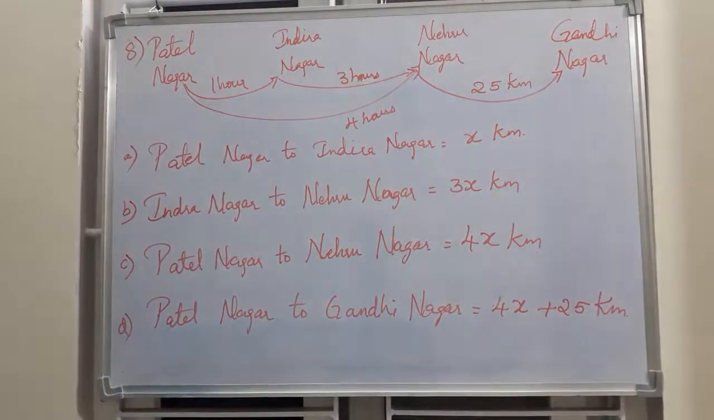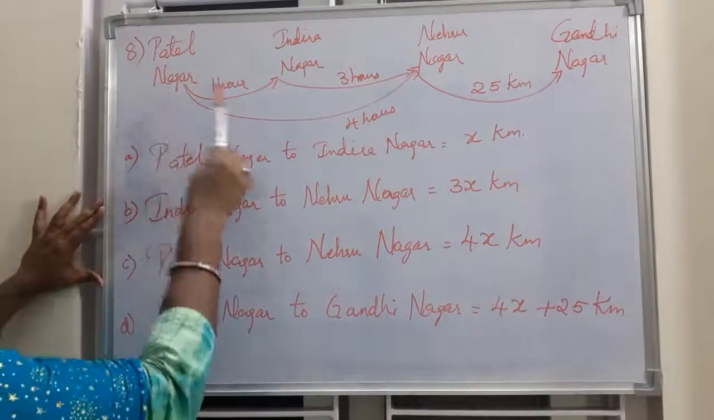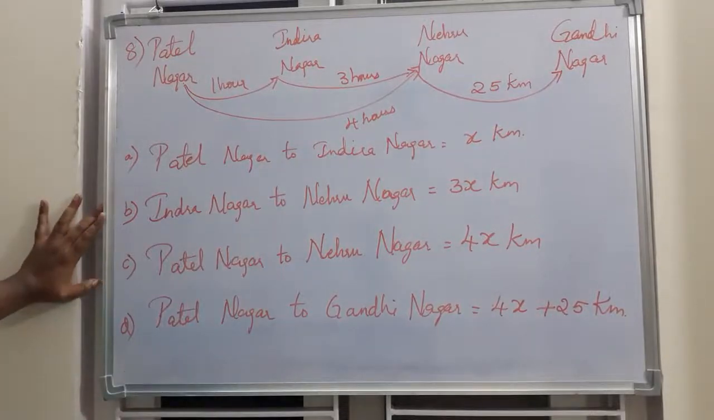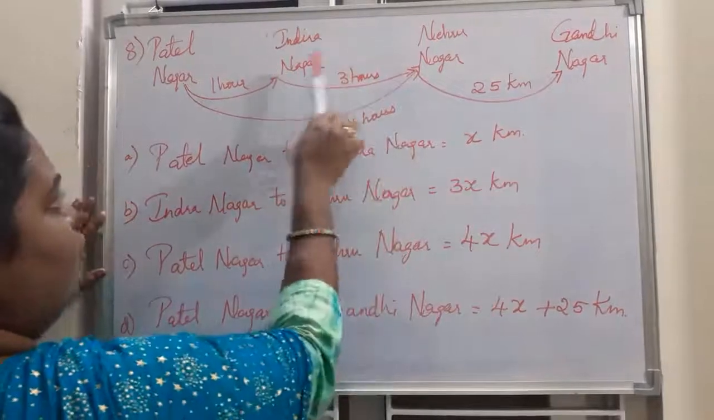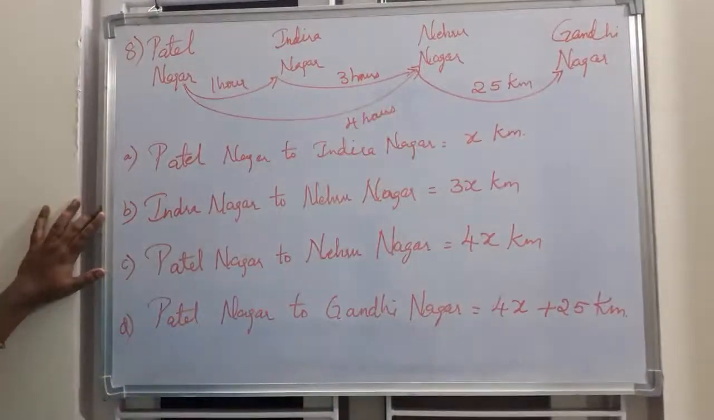Okay. So like this you have to understand the question and you have to do it, children. See once again, he should go from Patel Nagar to Gandhi Nagar. So to reach from here, he has 2 more places. If you want to go from Hyderabad to Delhi, sometimes we won't go directly to Delhi. We'll stop at Mumbai or somewhere in between. We have some important places, so we'll stop there. Like that here also.